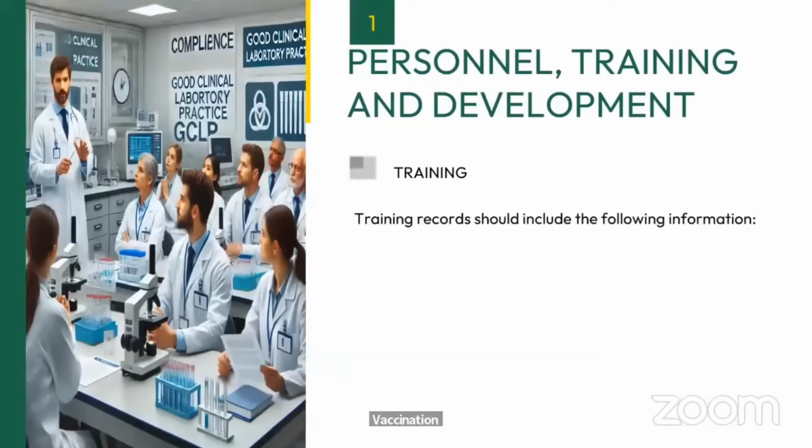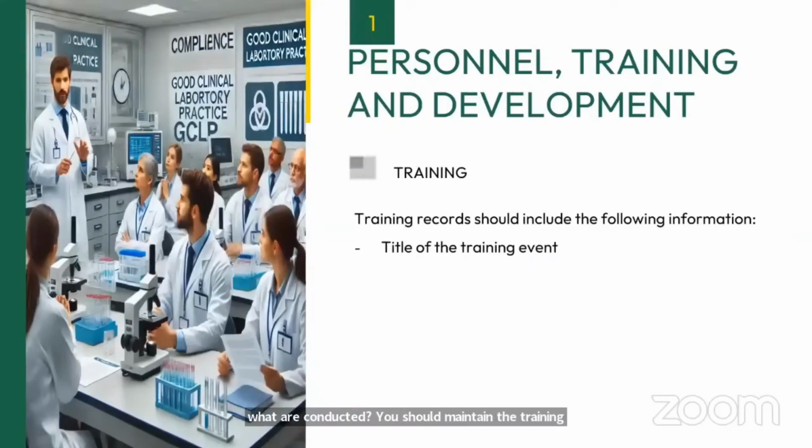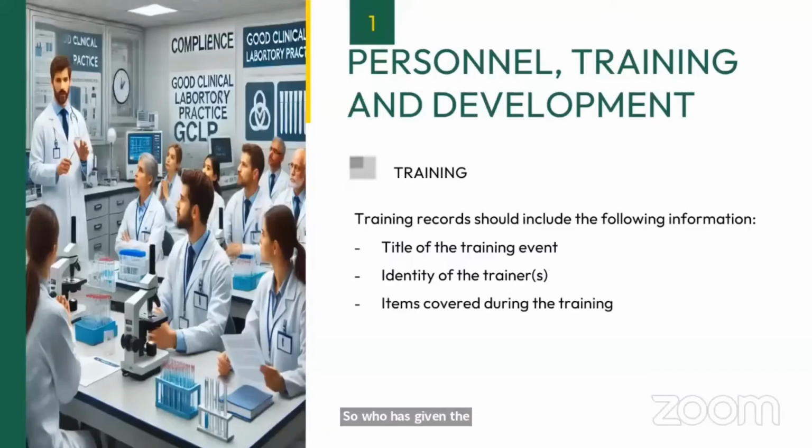Training records should include the following information. So whatever training you have conducted, you should maintain the training record, like the title of the training event. For example, GCLP guideline as per the ICMR 2021 document. Then the identity of the trainer. So who has given or imparted the training, their identity should be recorded. What items were covered during the training? What different sessions or topics were covered in the training?